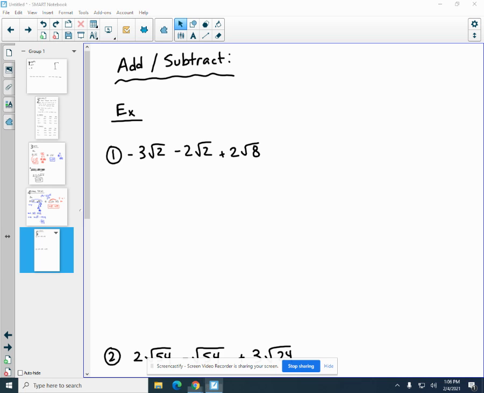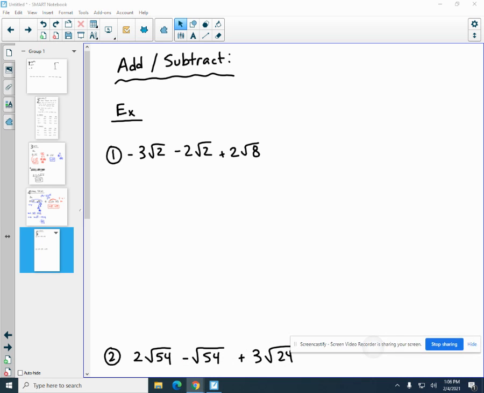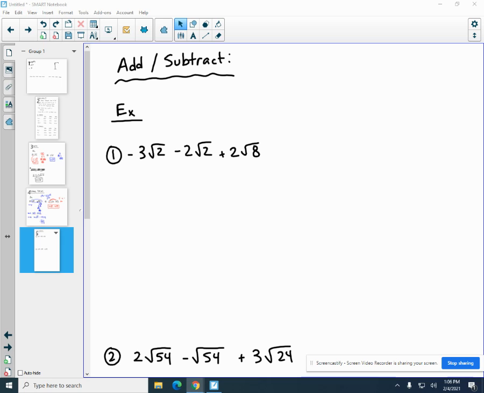All right, so this is the final thing that we got to talk about and discuss. It deals with adding and subtracting radicals. Up here is a couple examples of how we're going to go through this. Just like with simplifying, just like with multiplying, the first thing you're going to look to do is simplify down all the radicals that you can.